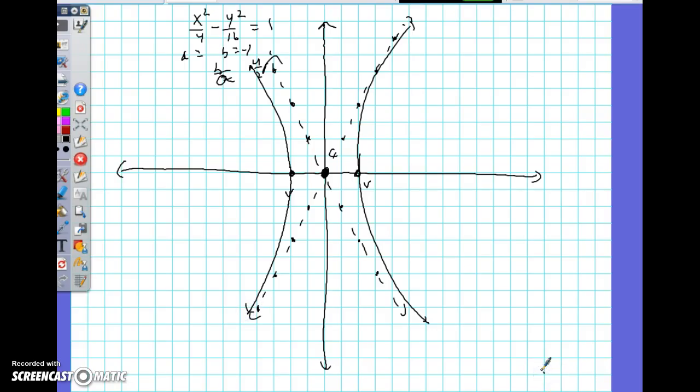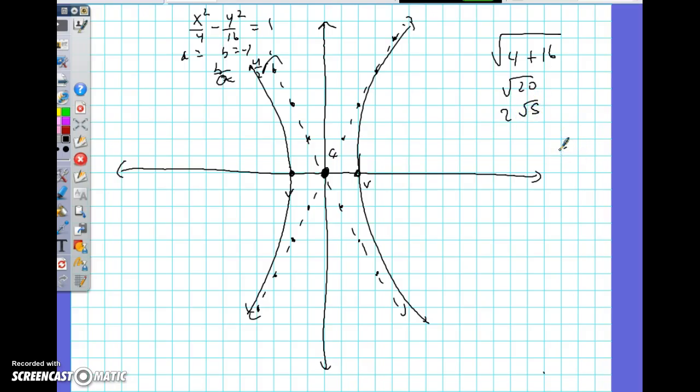Now, last but not least, what's my foci? They want to know the points for my foci. So 2 squared, which is 4, plus 4 squared, which is 16, square root, which gives me the square root of 20, which is 2 root 5. Agreed?